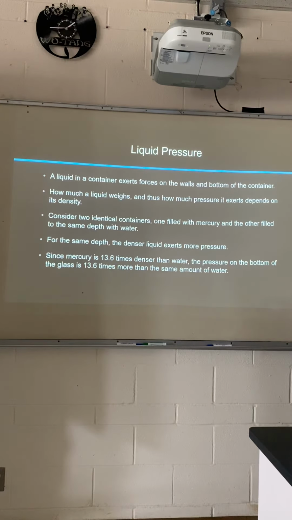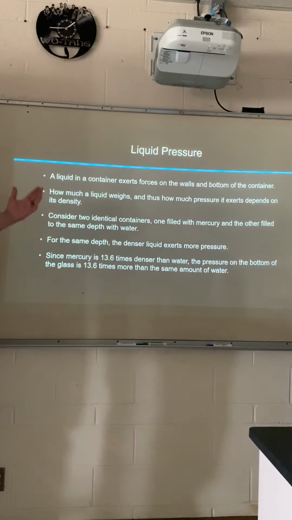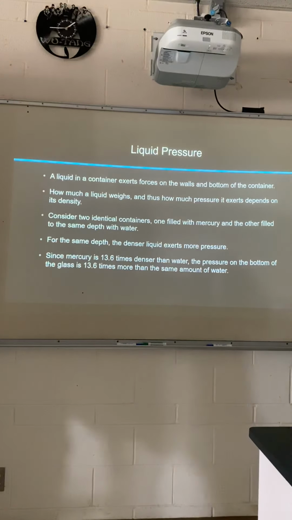Remember that mass divided by volume gives us our density. So if you have two identical containers, one half filled with mercury and one half filled with water, the denser the liquid is, the more pressure it's going to exert. Mercury is 13.6 times greater in density than water, so the pressure exerted on the bottom of the glass will be much greater.